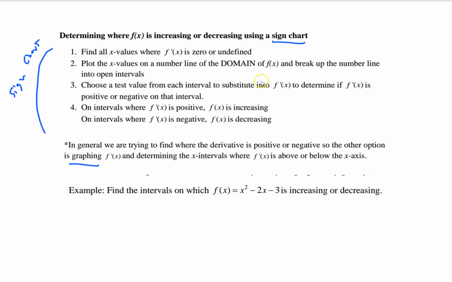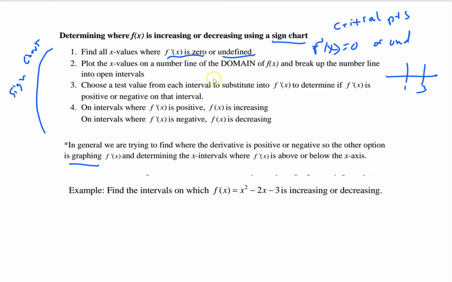So step 1, find all the values where f prime of x is equal to 0 or undefined. Very important, right? So basically we're going to set the derivative equal to 0 or undefined. We'll do some examples where we do undefined, but those are called critical points. So first thing to do is find our critical points. And then we're going to plot our critical points on the number line. So let's say we got like 1 and 3 or something.